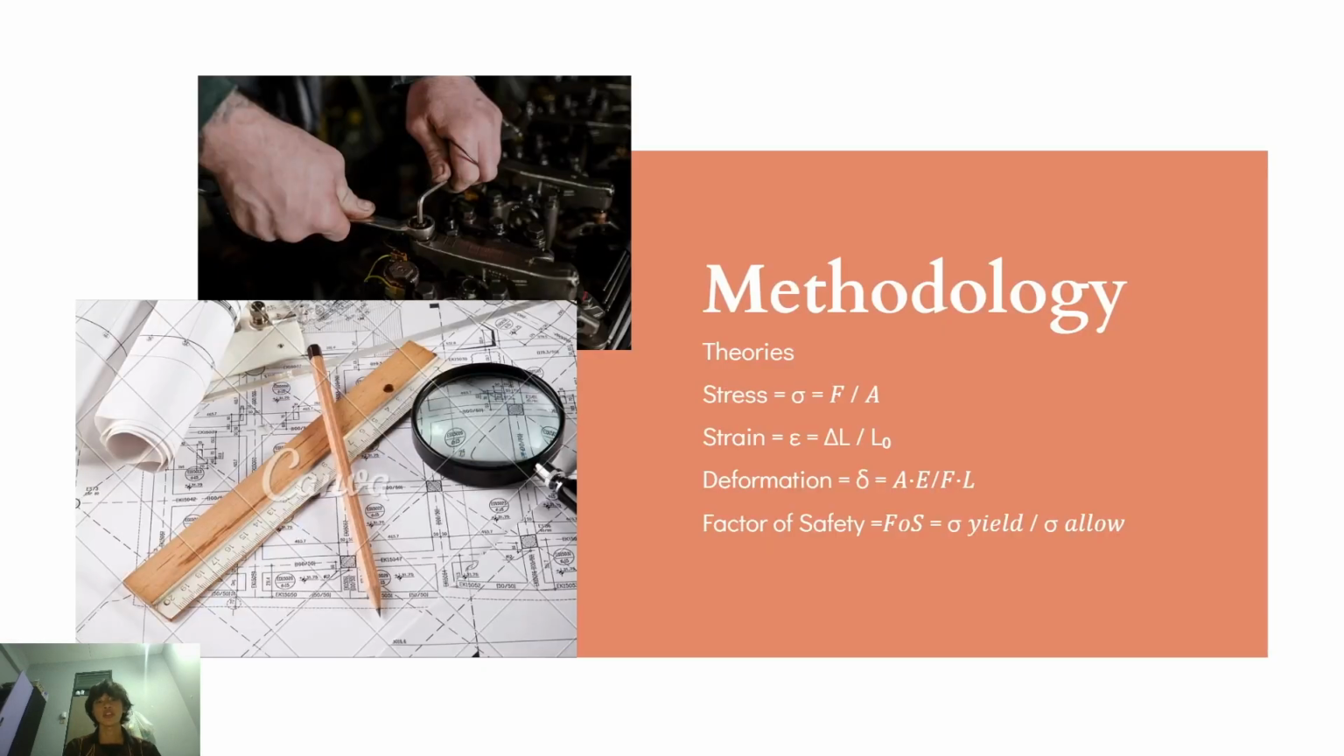The methodology here is: stress, which is force per area, and strain, which is the elongation, the little increase in length divided by the original length, and also the deformation, which is the change in length, with the formula FL over AE, where F is force, L is length, A is area, and E is the elastic modulus. And the factor of safety is the yield stress divided by the allowable stress.